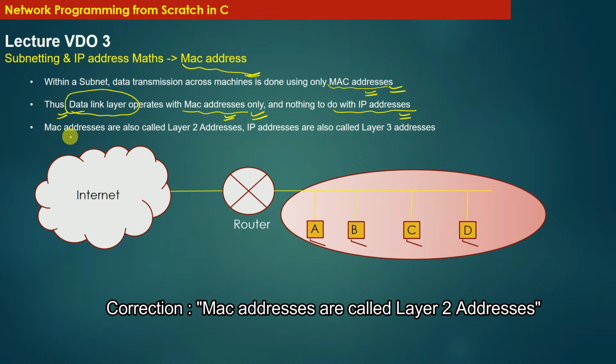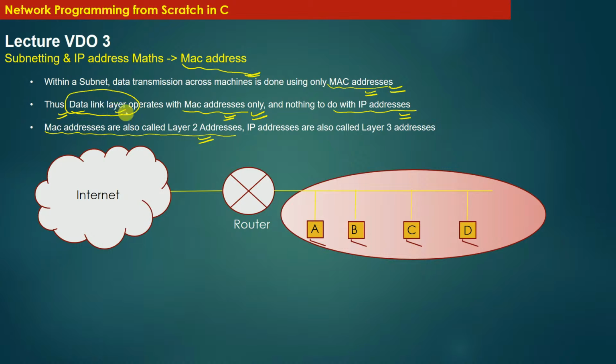And that is the reason MAC addresses are also called layer 2 addresses, and MAC addresses are used by the data link layer, whereas IP addresses are also called layer 3 addresses, and IP addresses are used by the network layer for routing the data between machines present in different subnets.